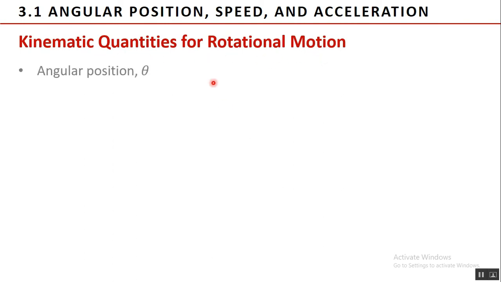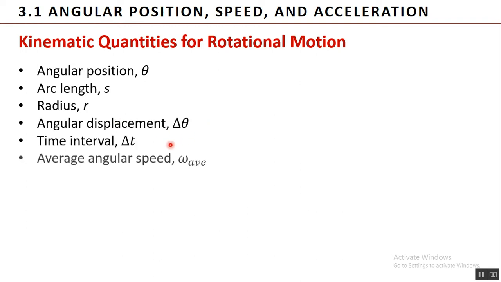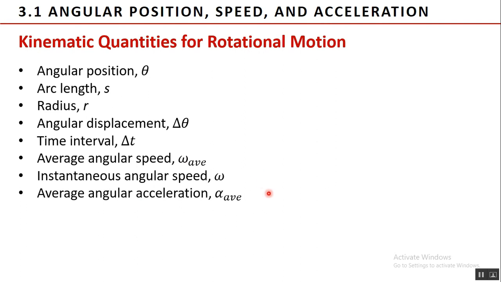We will discuss the following important quantities of rotational motion, such as angular position, arc length, radius, angular displacement, time interval, average angular speed, instantaneous angular speed, average angular acceleration and instantaneous angular acceleration. Good luck.